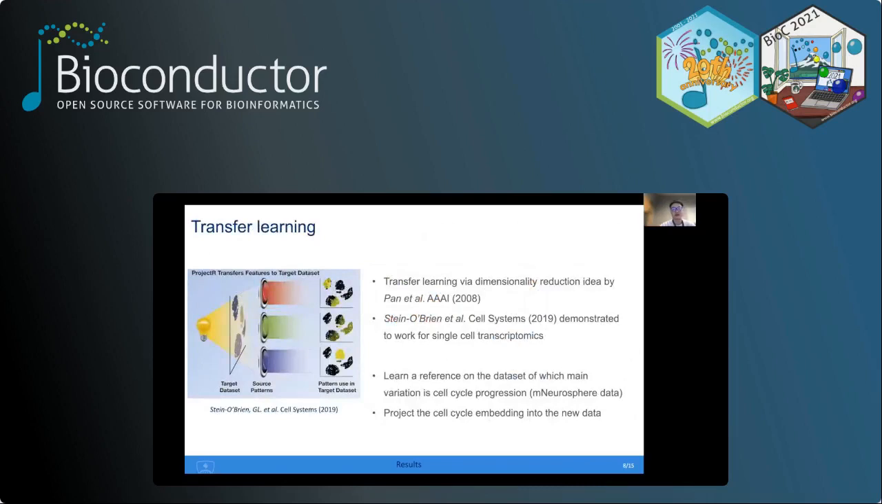To circumvent this problem, we resort to the transfer learning idea. It was first proposed by Penn, and it was validated by Stan O'Brien, and it has been demonstrated to work for single cell transcriptomic data. And that comes down to our tricycle method. We learn a reference on the data set of which the main variation is cell cycle progression. We use the mouse neural sphere data set here, and we project the cell cycle embeddings into the new data.